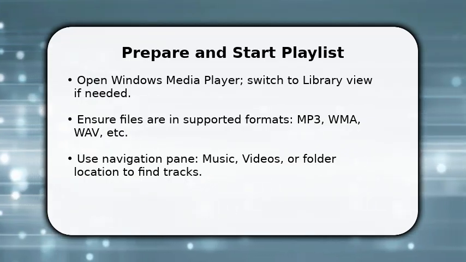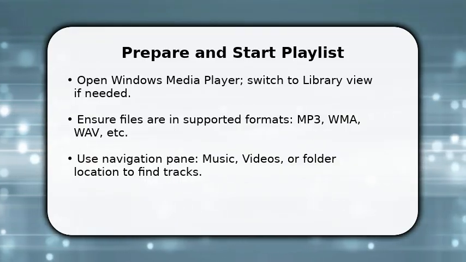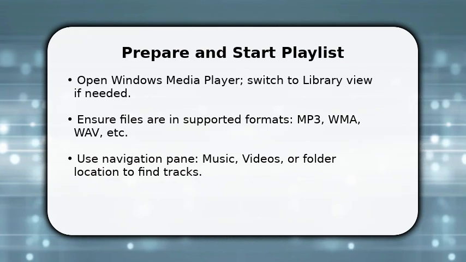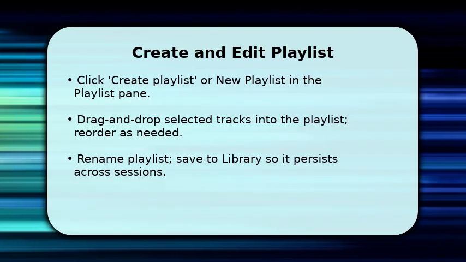To speed it, use Shift-click for ranges or Control-click for individual picks, and then get ready to create a new playlist. Now create the playlist by clicking Create Playlist in the Playlist pane or choosing New Playlist from the File menu. Then drag and drop your selected tracks into that new playlist. You can also right-click a track and choose Add to Playlist.